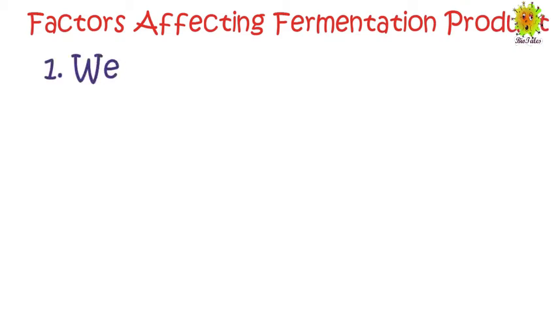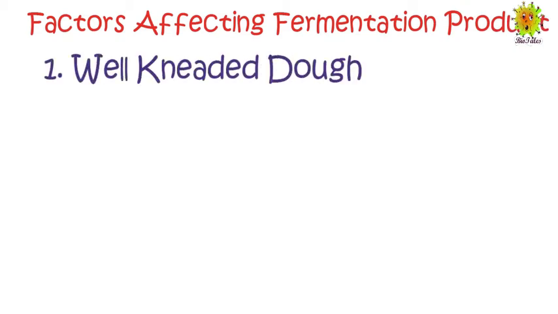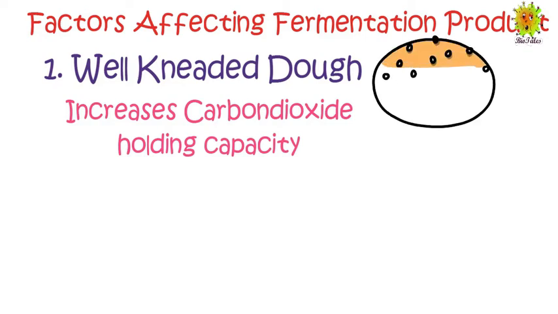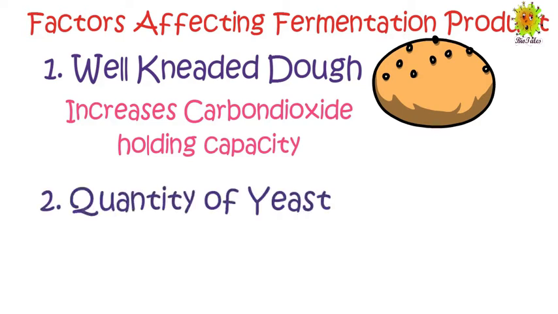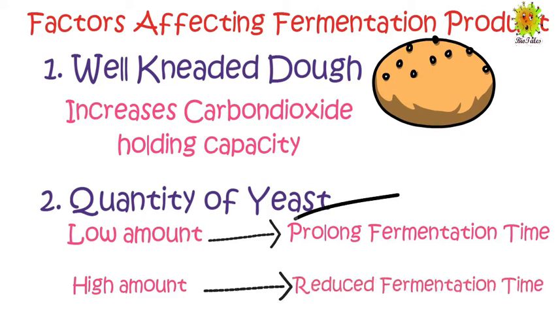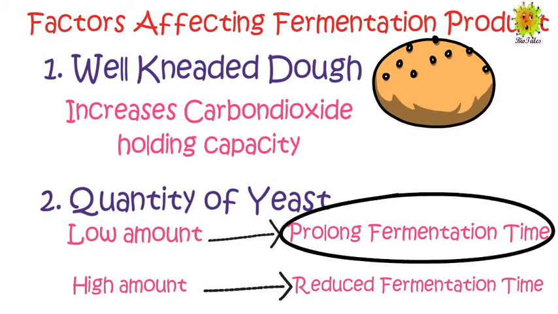That includes well-kneaded dough. The smoothness of the dough increases its ability to hold more carbon dioxide, thus improves the quality of bread. Second one is quantity of yeast. The lower amount of yeast will prolong the fermentation time, whereas the higher content of yeast reduces the fermentation time. However, longer fermentation time improves the texture and aroma of the bread.